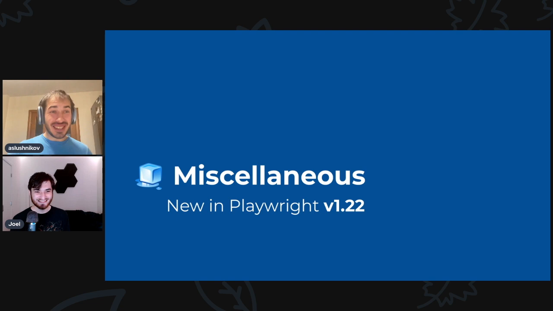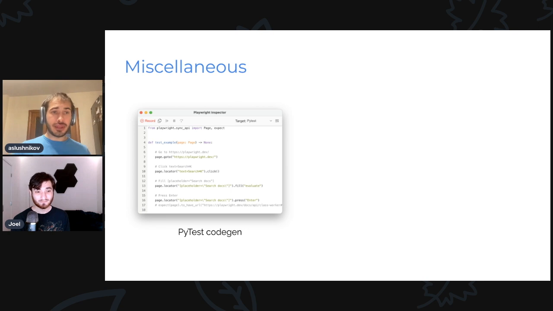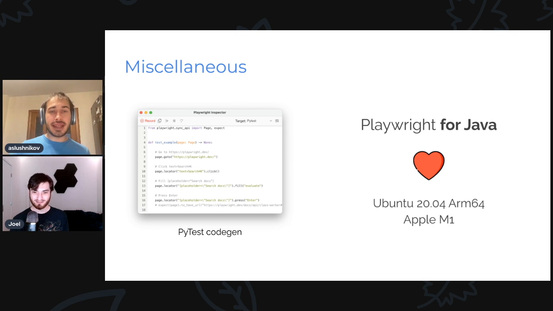Miscellaneous. This is the last chapter in this video. Two things here. First, we now have a PyTest codegen, so you can generate tests for PyTest. And the next thing, Playwright for Java now works natively on Ubuntu ARM64 and Apple M1.